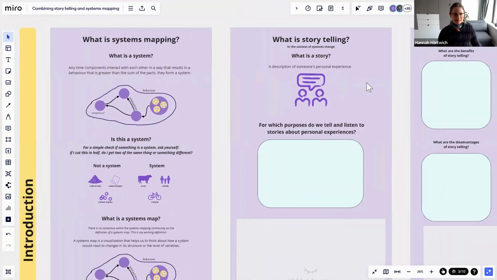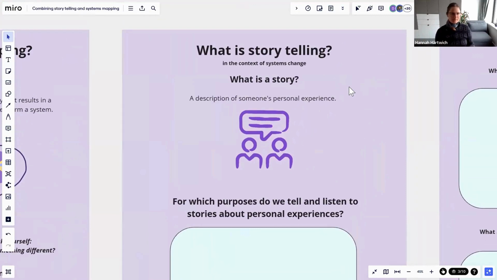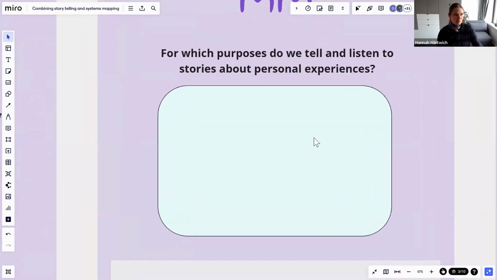Then the other method that we are looking at is, of course, storytelling. And here we are looking at storytelling more specifically in the context of systems change. So we're not talking about stories for entertainment that we're inventing, but more specifically stories as a description of someone's personal experience in life. And here I'm very curious to hear from you. What do you think are the purposes that we tell stories for and that we listen to stories for? So for which purposes do we tell and listen to stories about personal experiences? And again, you can grab your sticky notes and share your ideas on the board.